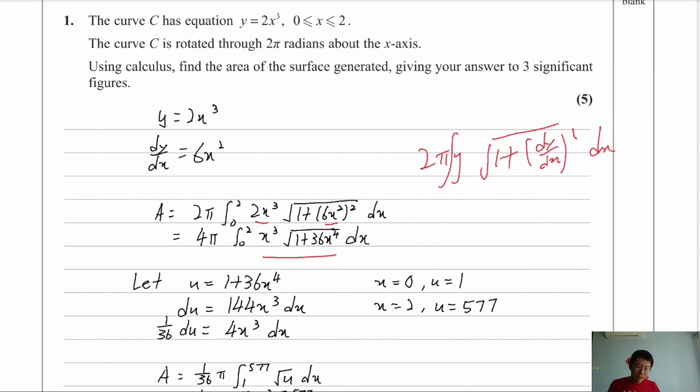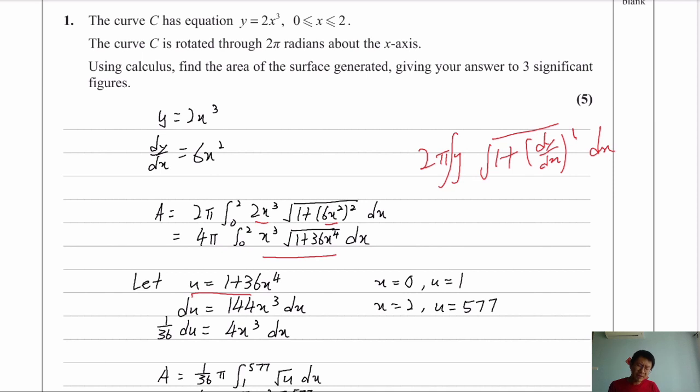So for this one, we will have to use integration by substitution. Why do we know we have to use substitution? Because inside the square root we have x to the power 4, and outside there we have x to the power 3. Differentiating something with power 4, we get something in terms of power 3. So this is the indication that we have to use substitution.